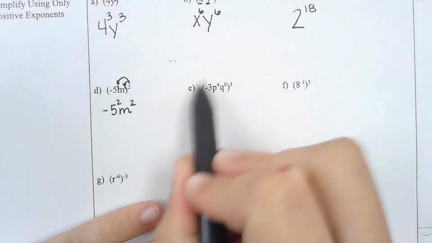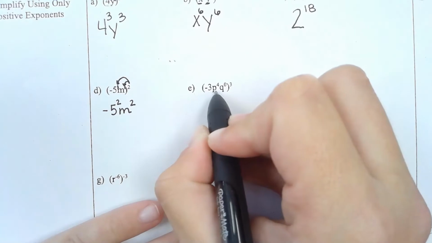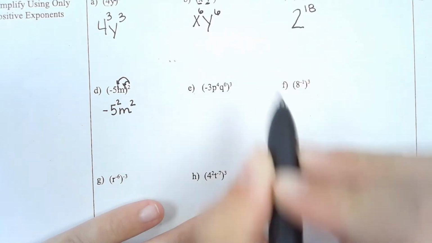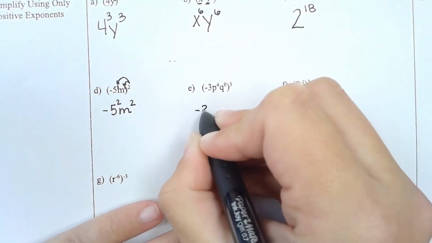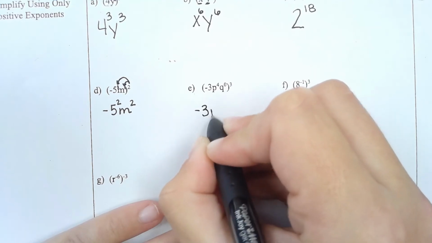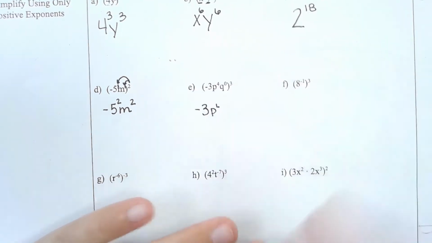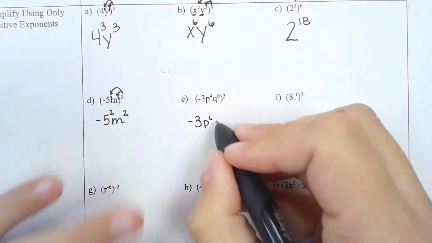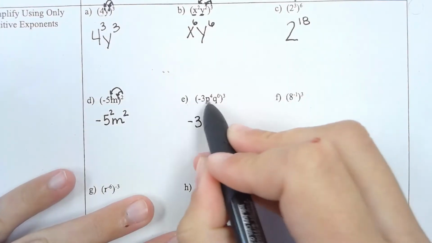All right, so let's try the next one here. So I see that I can't simplify anything in here, so I'm just going to drop down all of those numbers. So negative 3, p to, or I'm not going to do the exponents yet, sorry. I'm just going to do my bases. So negative 3 p cubed.